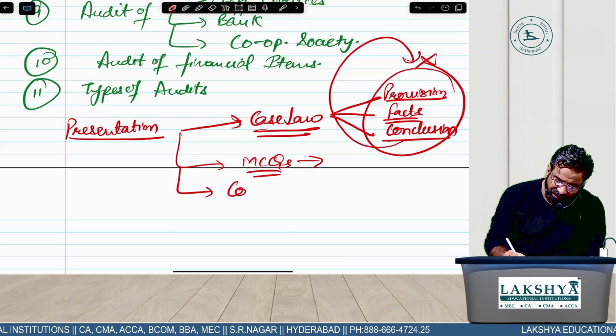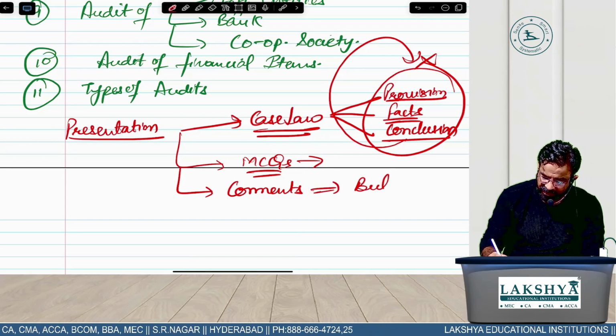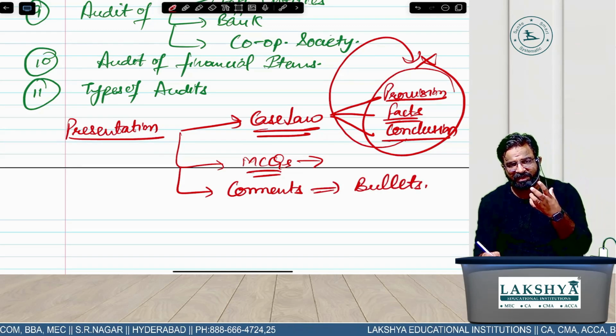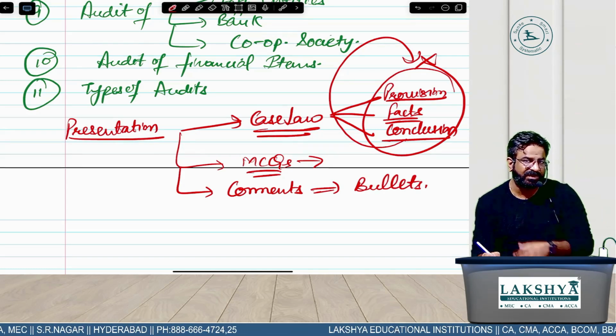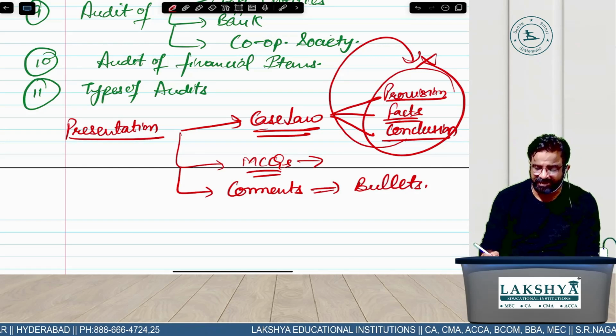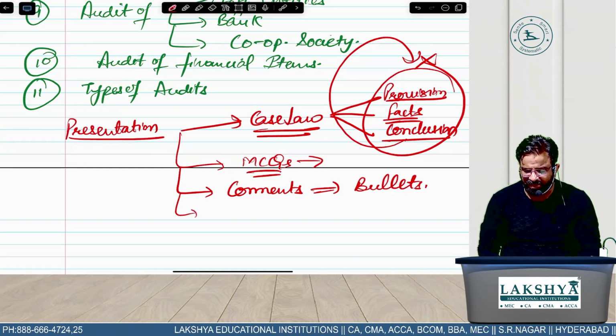Coming back to comment based question, try to write your answer in the bullet points instead of writing in paragraphs. Are you getting the point? Because if we write the answers in the paragraphs, that will not fetch you any good marks. Only the bullet points are going to fetch you the better marks. Is it clear? And rest remaining, other things, they may come correct, incorrect.